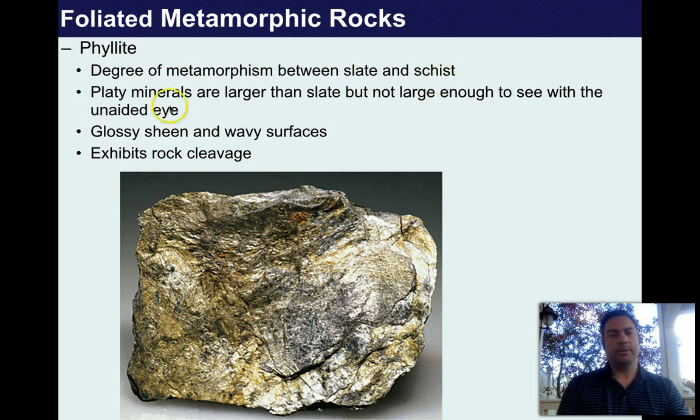So schist is the next one. Platy minerals are larger than in slate, but not large enough to see with the unaided eye. So you see that nice sheen coming through here that's turning it into a lighter color. The glossy sheen and wavy surfaces, and it exhibits rock cleavage. Cool.